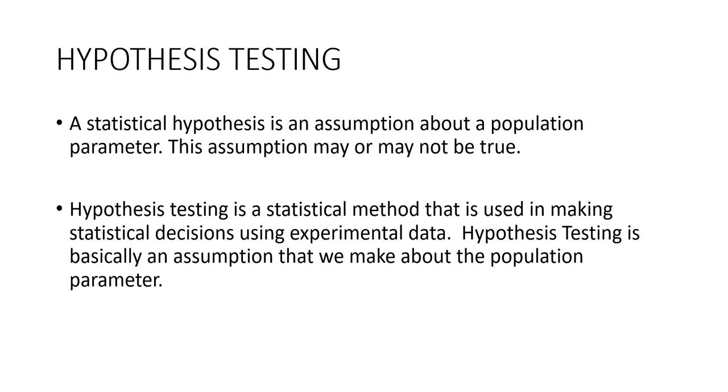First, I am telling you what a statistical hypothesis is. A statistical hypothesis is an assumption about a population parameter. You are familiar with population and sample. There is a video on population and sample under the playlist statistics. You can watch that. You need to understand all these concepts. They are very important for machine learning. This assumption may or may not be true. Hypothesis testing is a statistical method that is used in making statistical decisions using experimental data. Hypothesis testing is basically an assumption that we make about the population parameter.